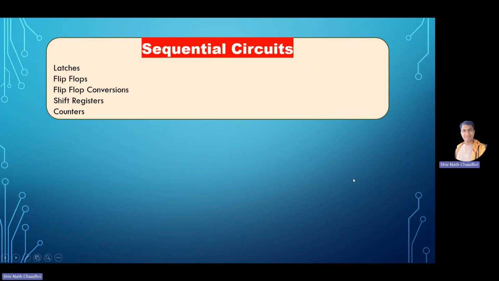Hello guys, I have prepared some basic multiple choice questions which you must know to have an understanding of sequential circuits. So, a few multiple choice questions about sequential circuits.